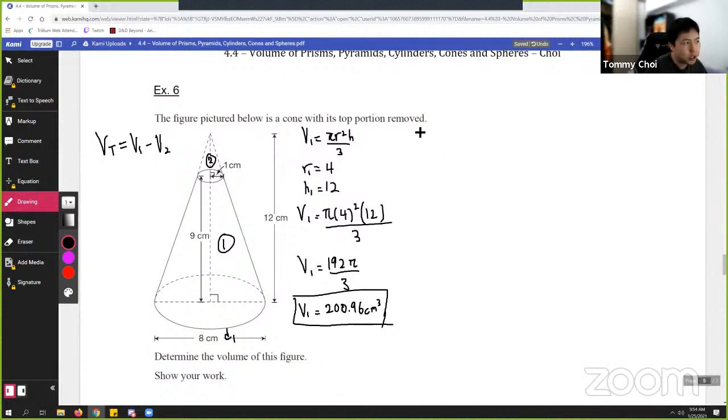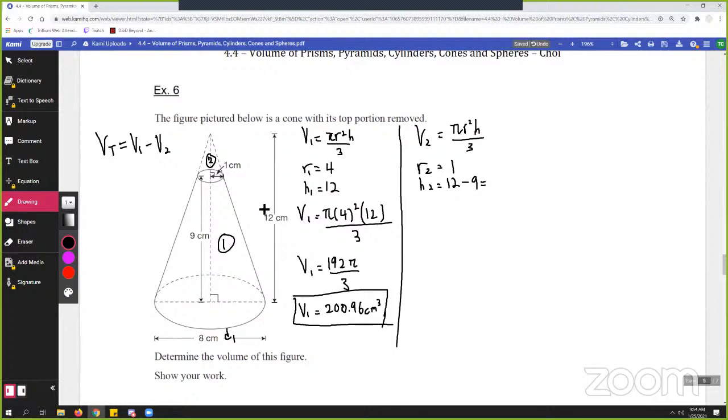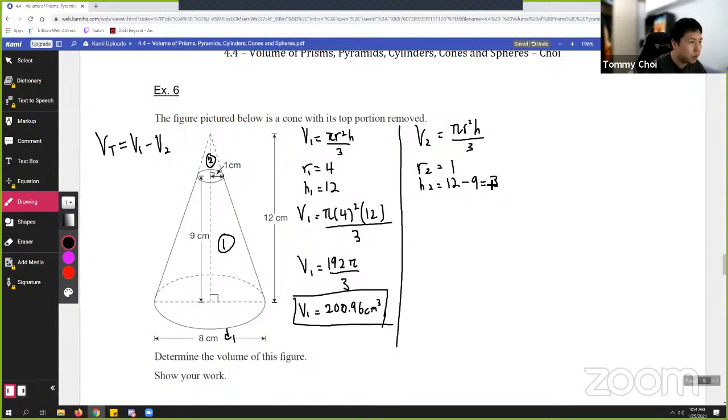The second volume requires just a little more work. So for V2, it's also going to be pi r squared h, divided by 3. R2 is already given to us. That's 1 centimeter. H2, we need to do a little bit of a calculation, which is 12 minus 9. That's 3. And just like James said, that's 3. The reason why we do that is we know the height of the whole cone, and we know the height up until the bottom of the second cone. So if we subtract the 9, we're going to get the height of the small cone. So there we have it.